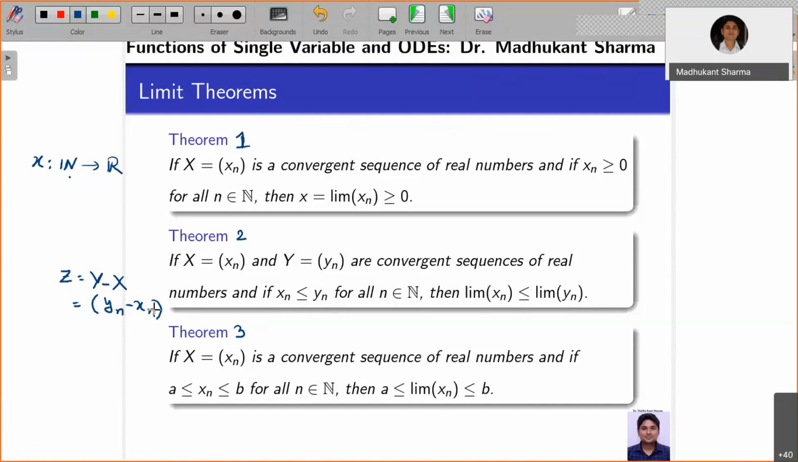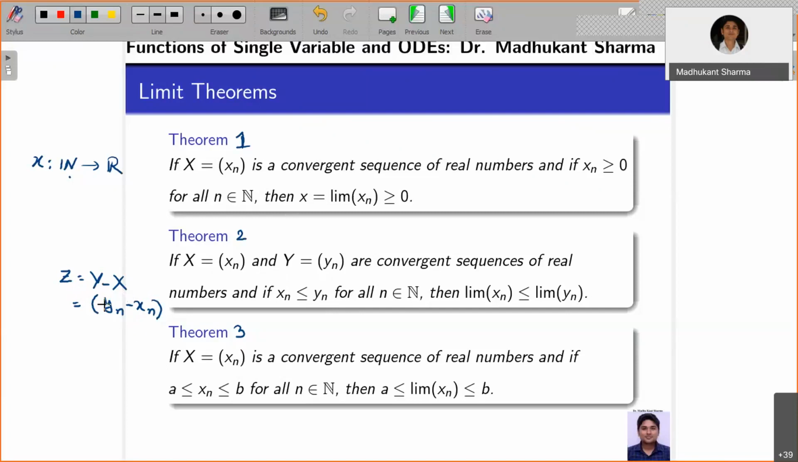The second thing is, it is pre-assumed that both the sequences x and y are convergent, so their sum and difference will also converge, right? Therefore this z sequence also converges. So z is a sequence of real numbers such that its nth term is greater than or equal to 0 for all n in N. Then theorem 1 tells you that the limit of this is greater than or equal to 0.